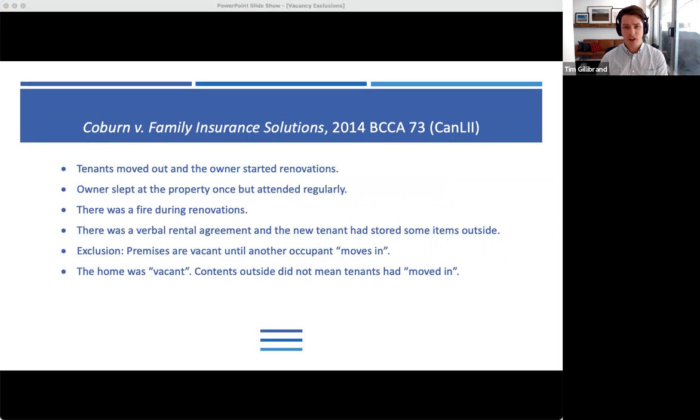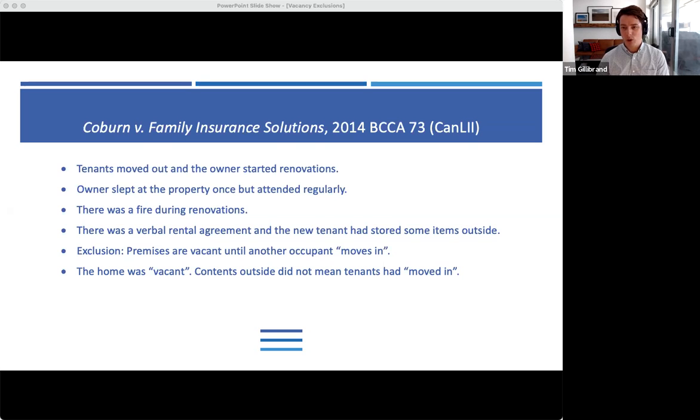And the final case I'll touch on is Coburn versus Family Insurance, which is another decision out of BC, where apparently they have a lot of vacant buildings, surprisingly. In any event, this case also involved a rental property. And after the tenants had moved out, the owners started renovating and they did plan on renting it again. They were at the property frequently working on the renovations. And on one occasion they testified they even did sleep there, although there was no furniture in the property.